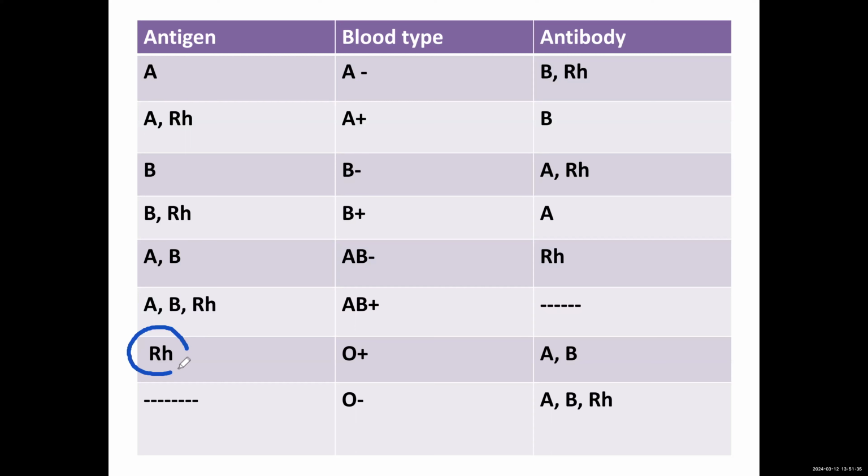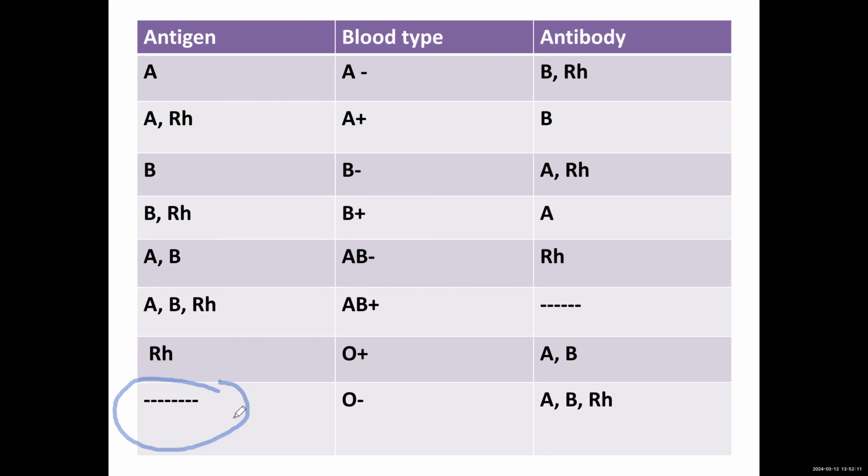So here somebody has RH only, then this is O positive, and it makes antibodies against A and B, anti-A and anti-B antibodies. And here we don't have any antigens, then it's O minus, and it makes antibodies to A, B, and RH. Because you don't have antigen, this blood can go to any of these recipients. So this is our universal donor.